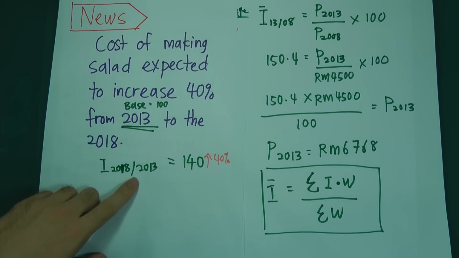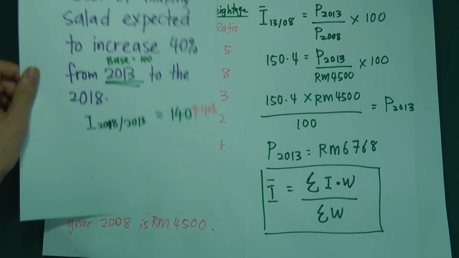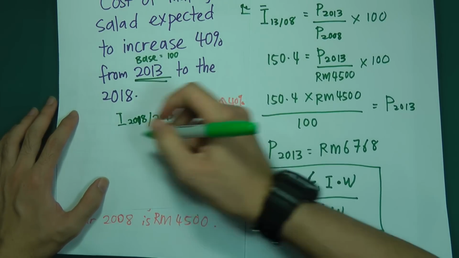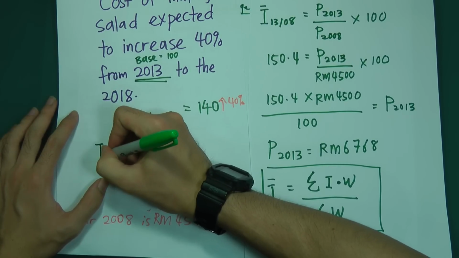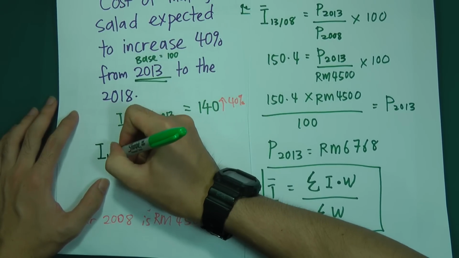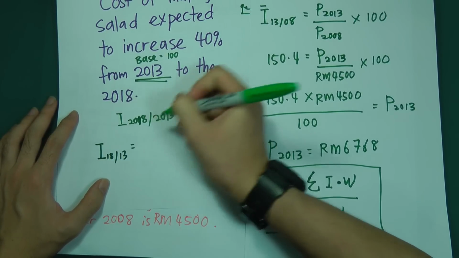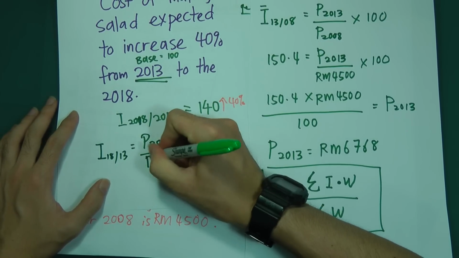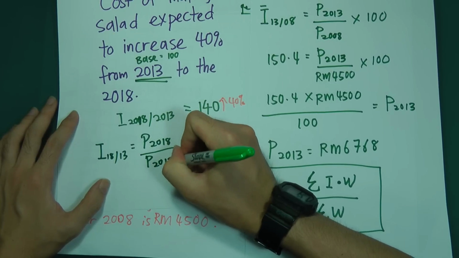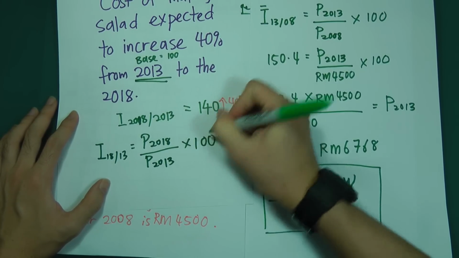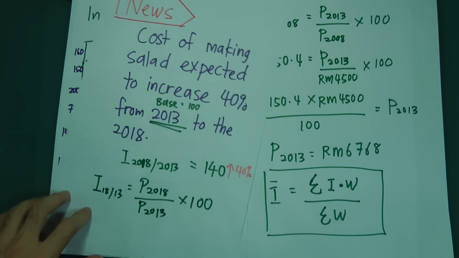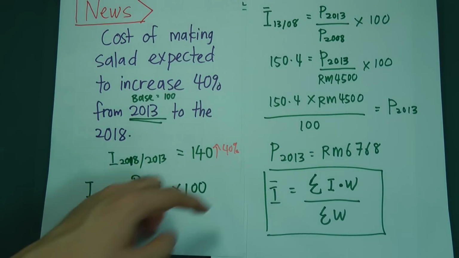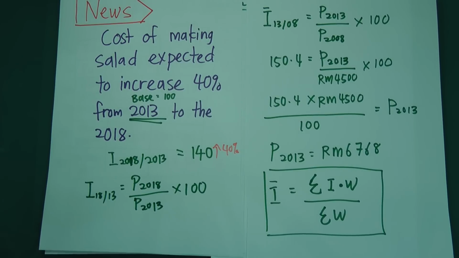Okay, so therefore what we know over here, this is also the index number. So index number for 2018 based on 2013 is equal to price of 2018 divide price for 2013 multiple 100. Always use back the original base, the original index formula.